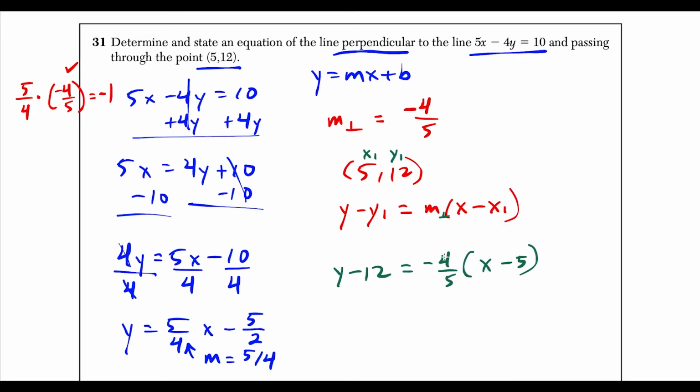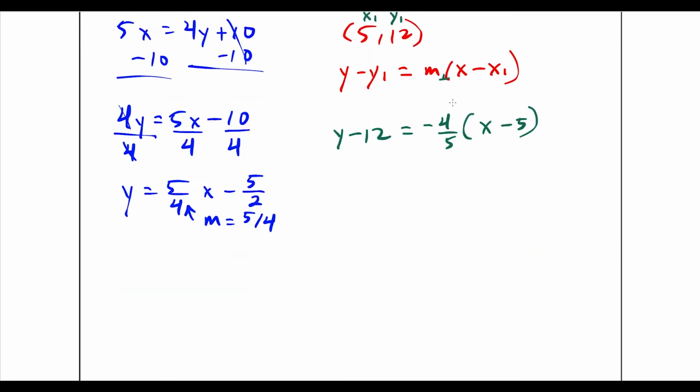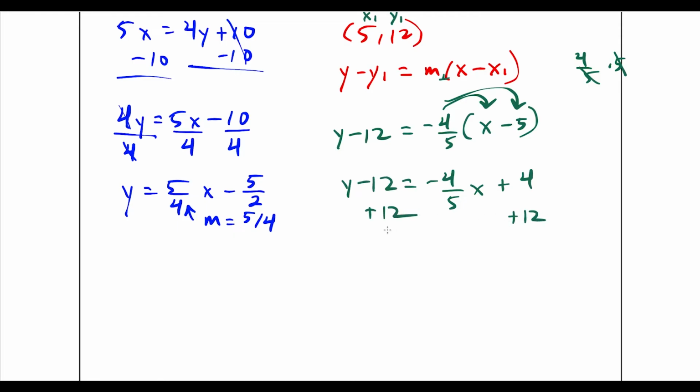And we could absolutely stop here. If we had to though, let's say they wanted us to solve for y, then we would just be distributing here, and this would give us -4/5 x plus, and if we just do that on the side, 4/5 times 5, notice 5 over 5 cancels, so we'd have plus 4, y minus 12, and then just add 12 to both sides. And this would give us y equals -4/5 x plus 16.